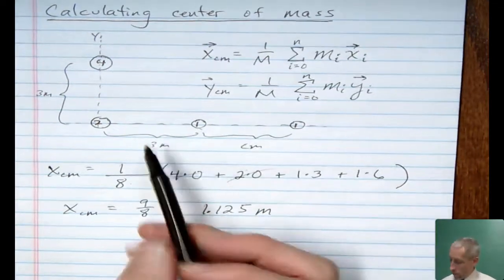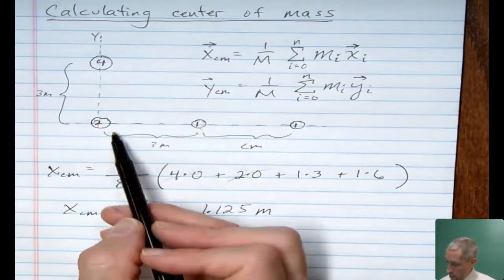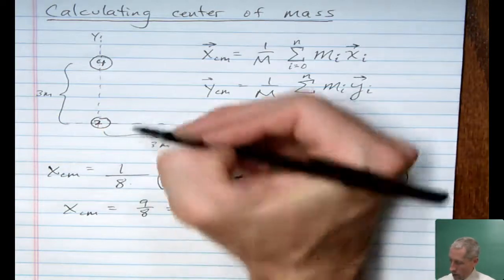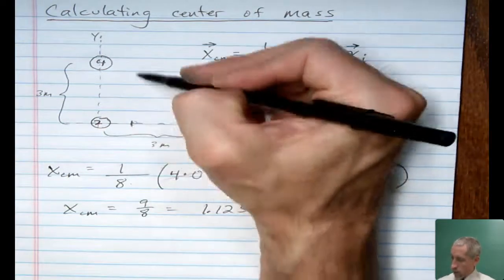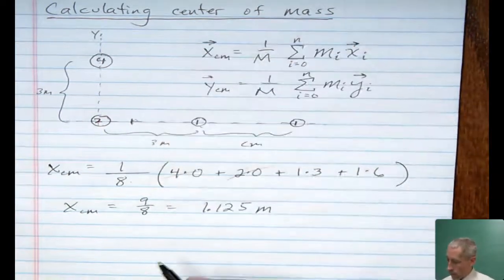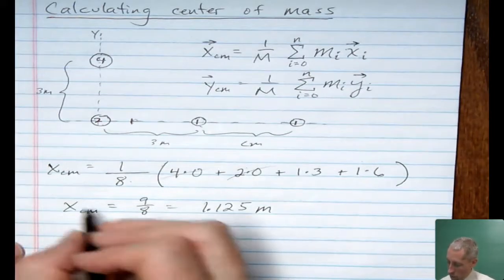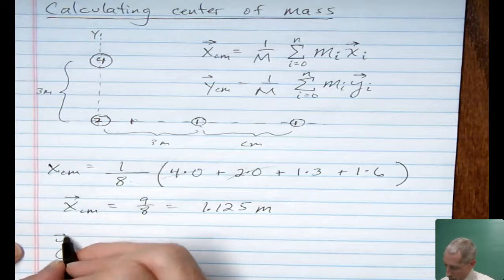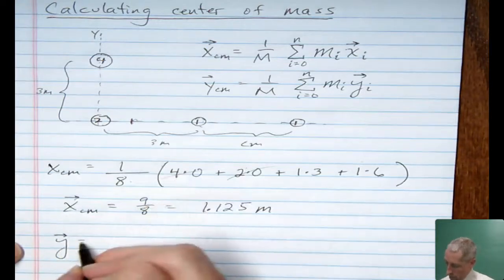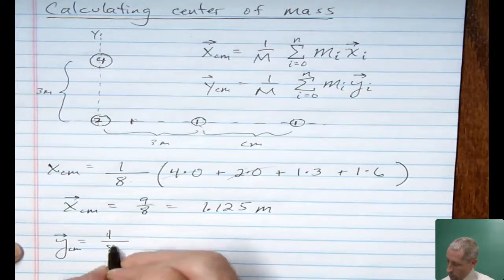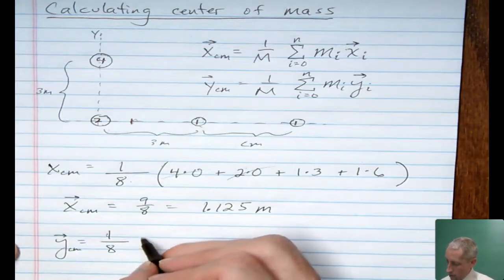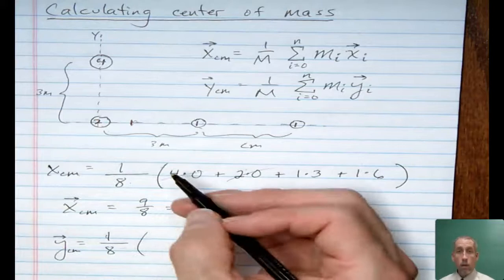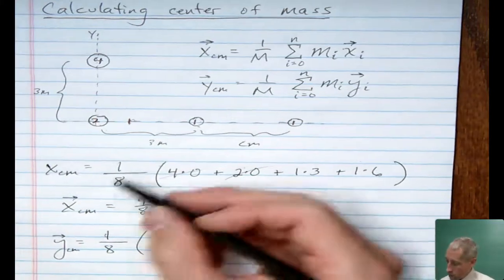Now where is that? Well, here's 3 over here, so we're just about here along the x-axis. So I know it's somewhere along there. And then we do something similar for the y. I'm not going to write out the formula here, but just like we did before, 1 over the total mass of 8. Now I'm going to add up each of the contributions of the parts, but I'm going to use their y coordinate.